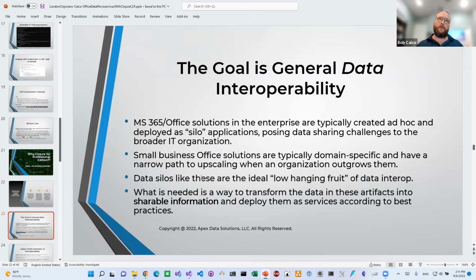The overall goal that we're after is something called data interoperability. And from that point of view, as I alluded to, Office solutions are kind of low-hanging fruit. They're typically domain specific. They have a narrow path to upscaling when an organization outgrows them. So you build this solution for your small business, it works, and then you hire 5 people, you have another office. Now what? Because all this stuff just runs on documents on my machine. How do I do that?